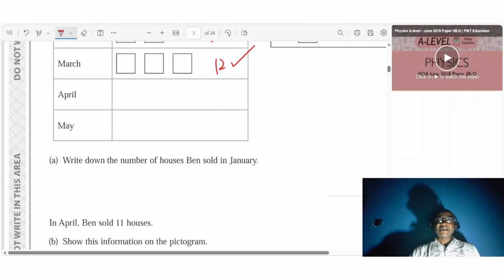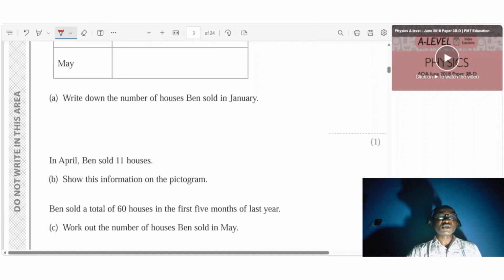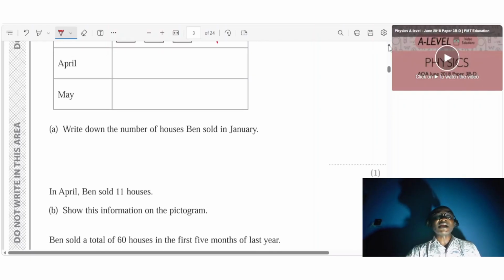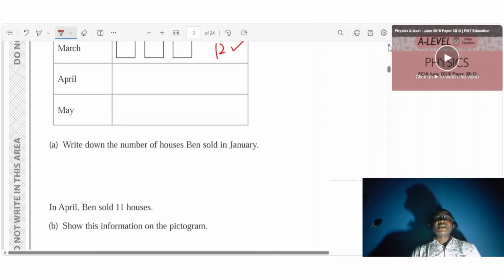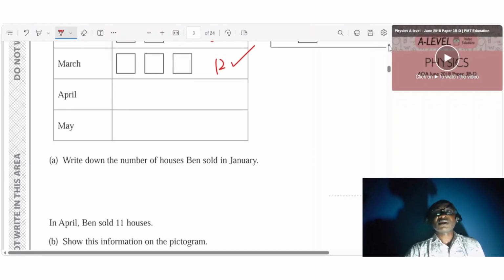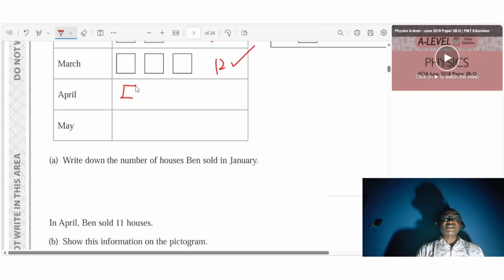Then they asked again, write down the number of houses Ben sold in January. We have done that. B, show this information on the pictogram. In April, Ben sold 11 houses. So how do we draw? A quick one. How do we draw for April? How many squares and then what? So you do 2 squares. Yes, 2 squares is correct.